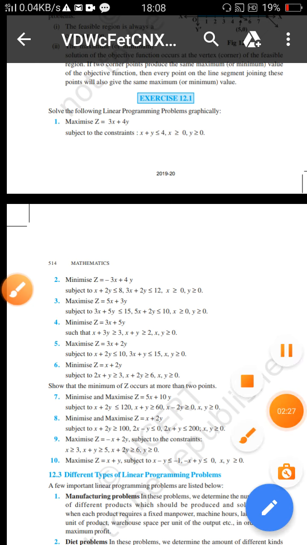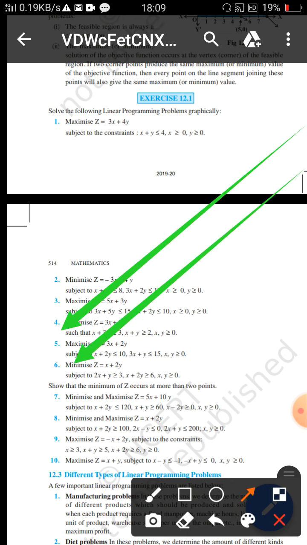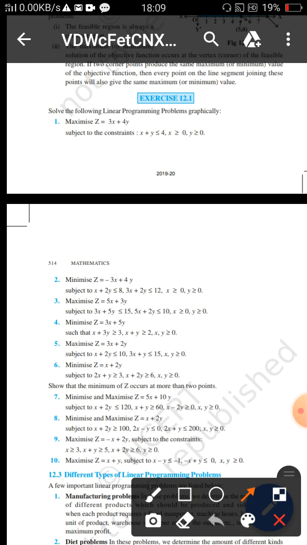Come on, I will tell you some important questions from this which I frequently saw in the board papers. Question number 4 is an important board paper question, and also the 6th, 9th and 10th. These are the frequently asked questions in the boards. So that's all for this exercise 12.1.